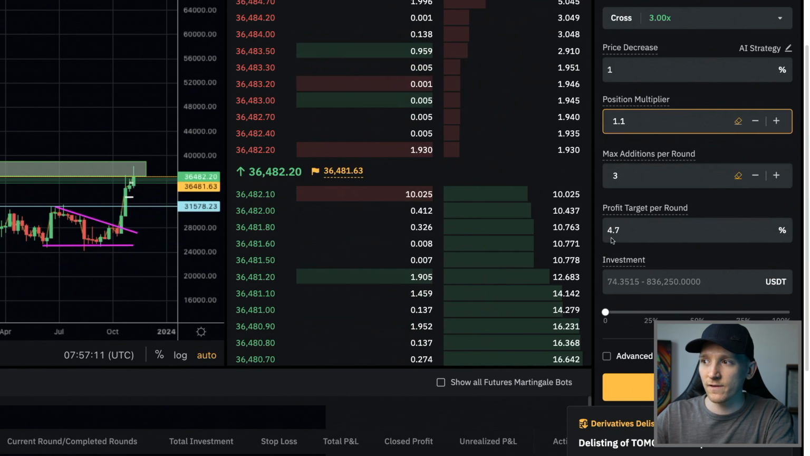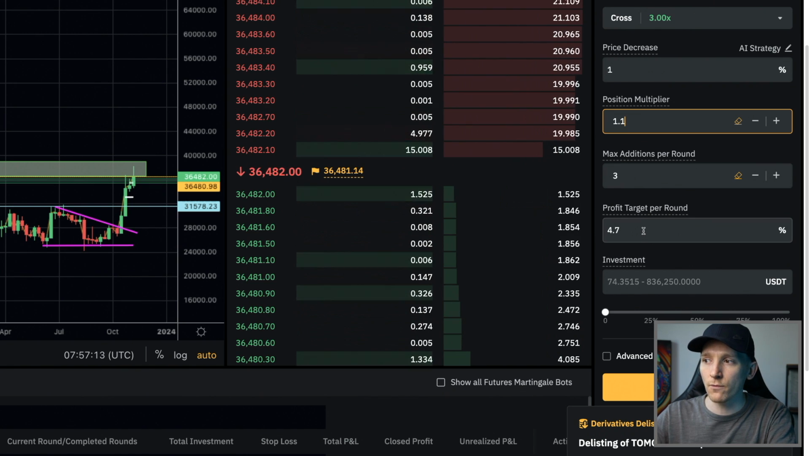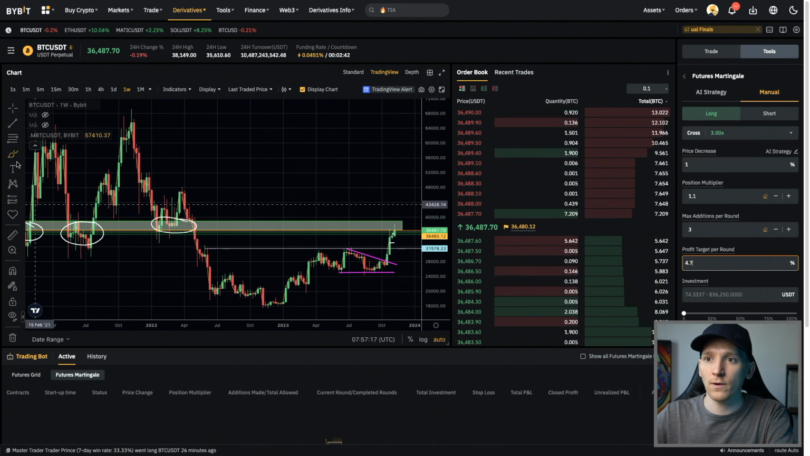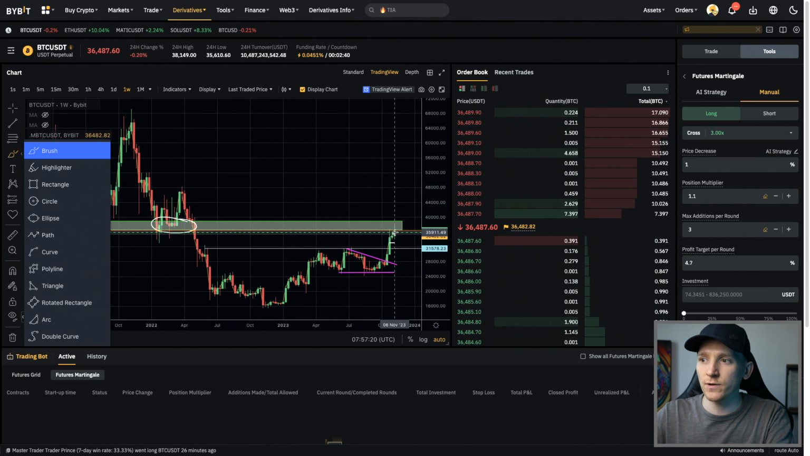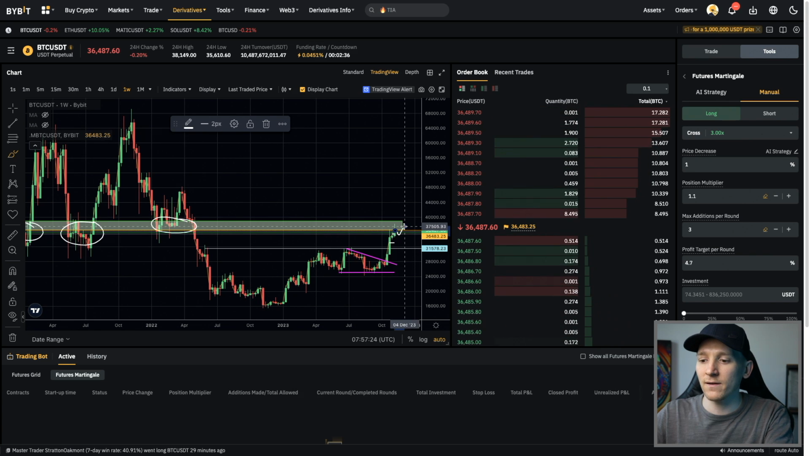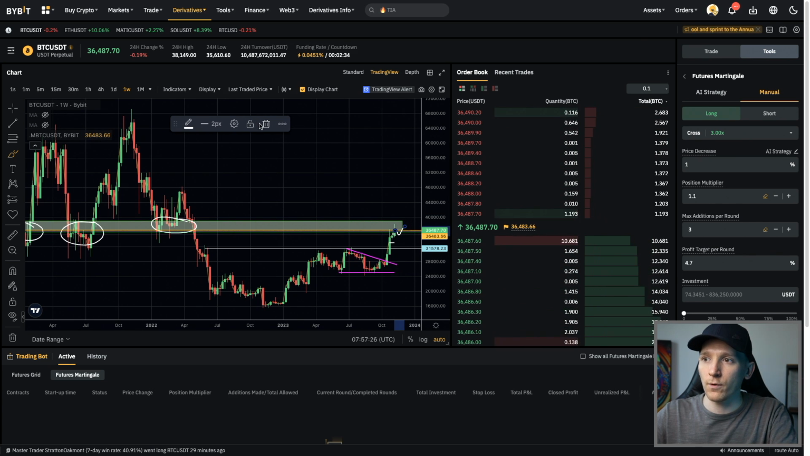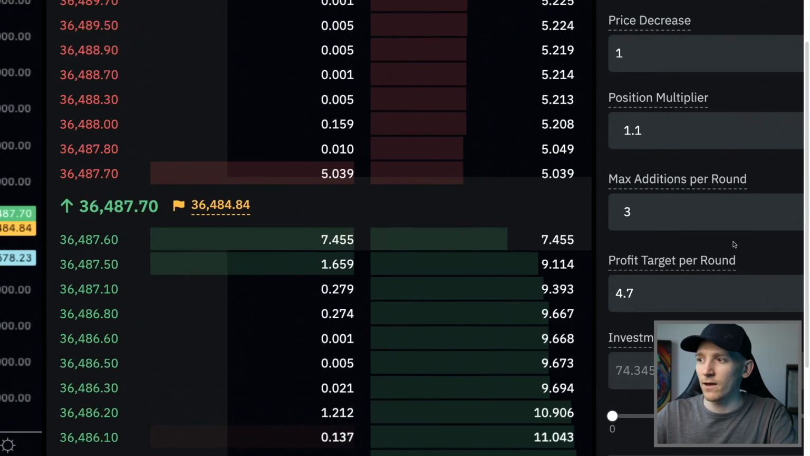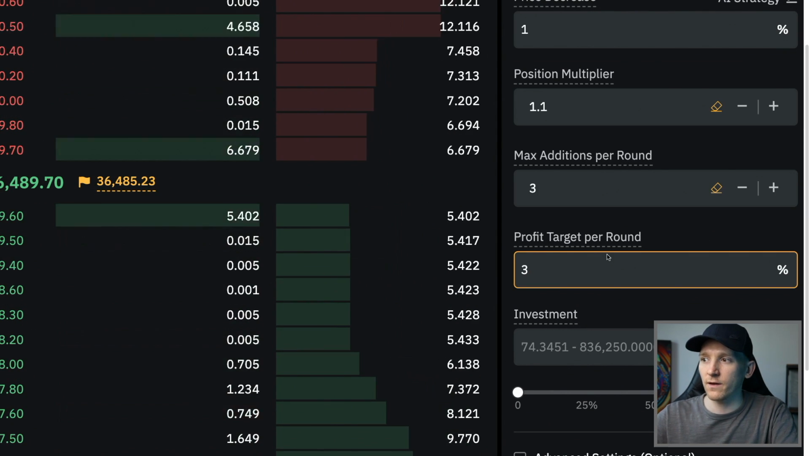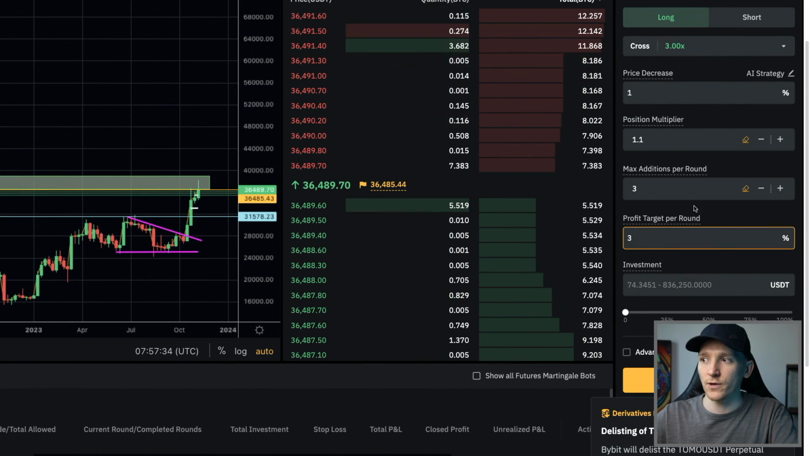So that would be 10% increasing. And profit target per round, this is where you're saying what your profit target can be. So let's say you've made 3 entries, a couple of percent apart. So you've done that, and then you're looking for what is your take profit target at that point, which the AI put in around 4%. So let's do 3% like this, and then just choose the investment that you want in.